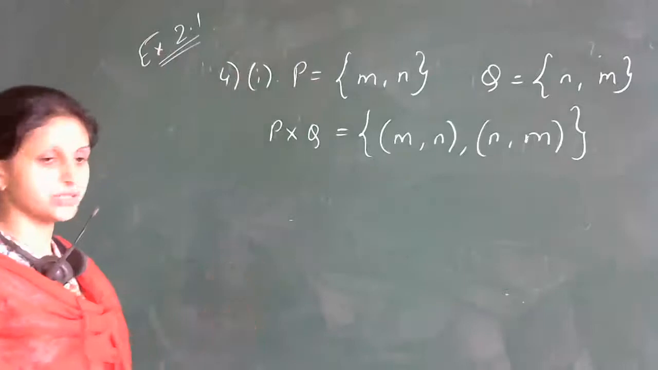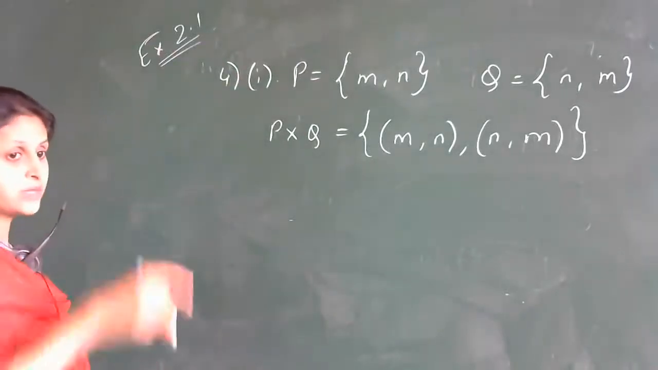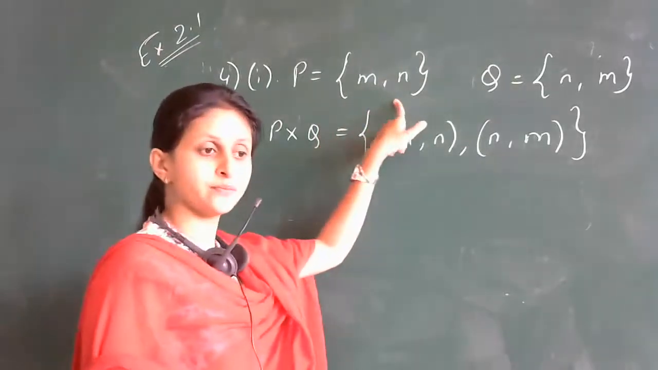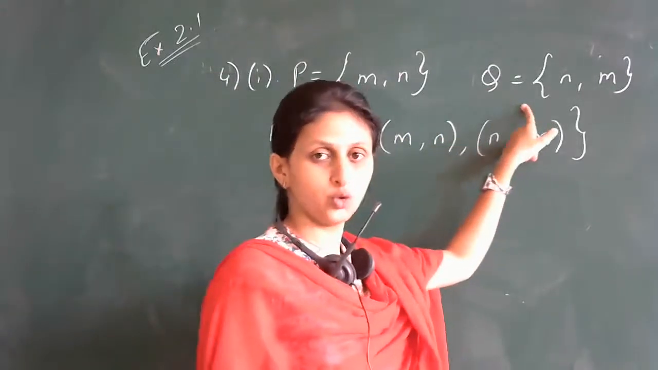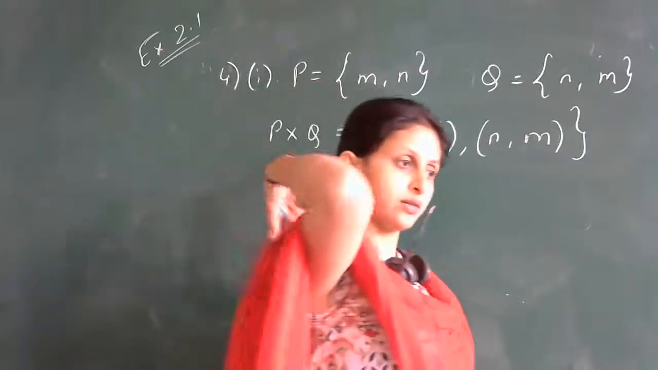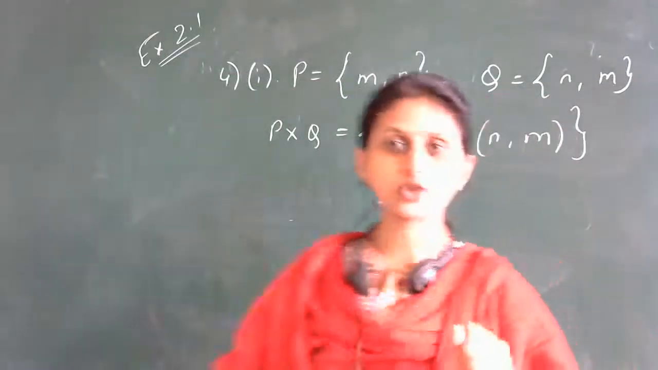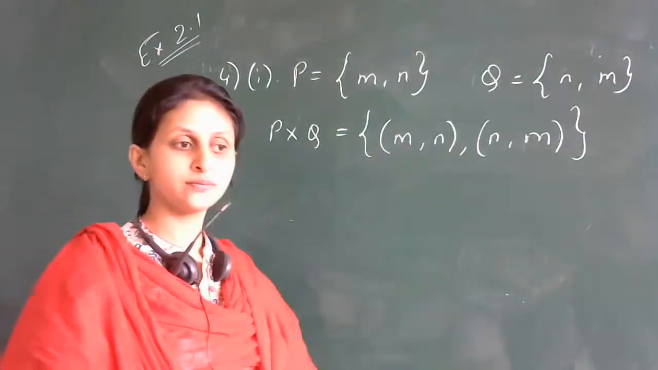See why it is false. In P, how many elements we have? 2. In Q, how many elements we have? 2. So in their Cartesian product, how many elements it should have? 4. Very good. 2 into 2, 4 elements it should have, right? But here they have given that it has only 2 elements. So it is wrong. Right?